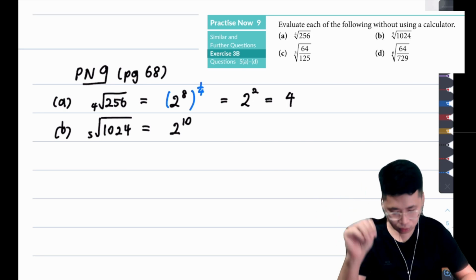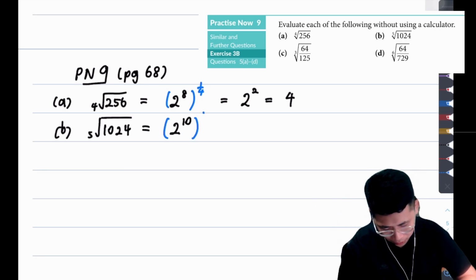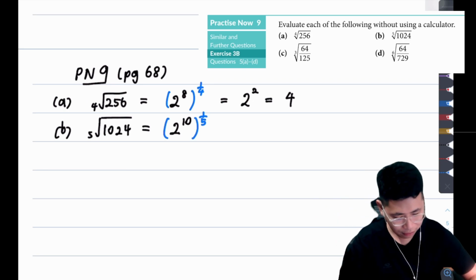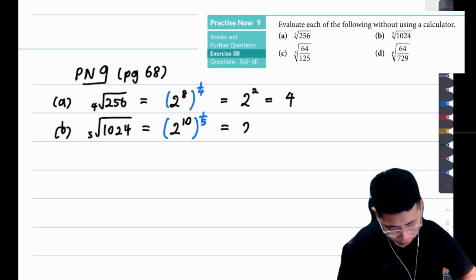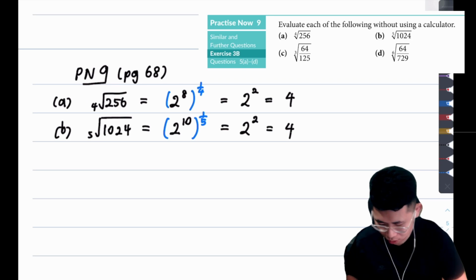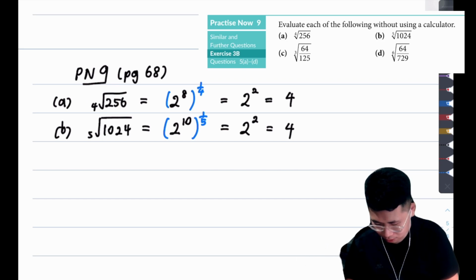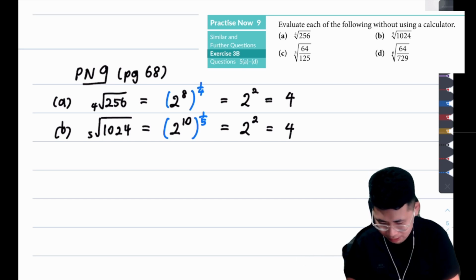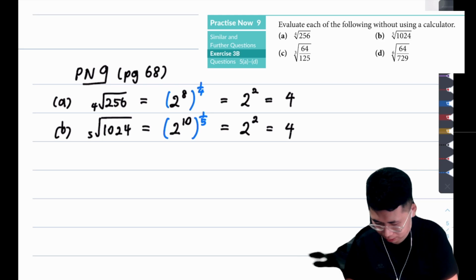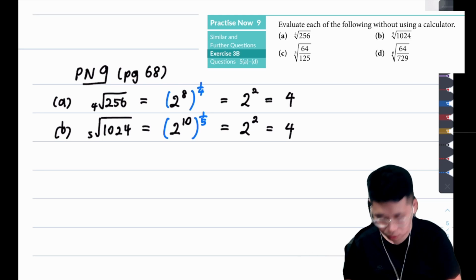And to the 5th root means that I'm taking it to the power of 1 over 5. And 10 times 1 over 5 would be 2. So 2 squared is also equal to 4. Right, so we can test this with the calculator, 1024, and it also should give you 4.